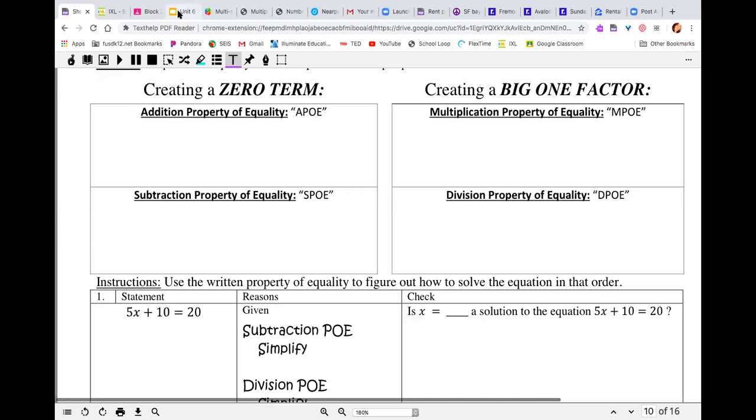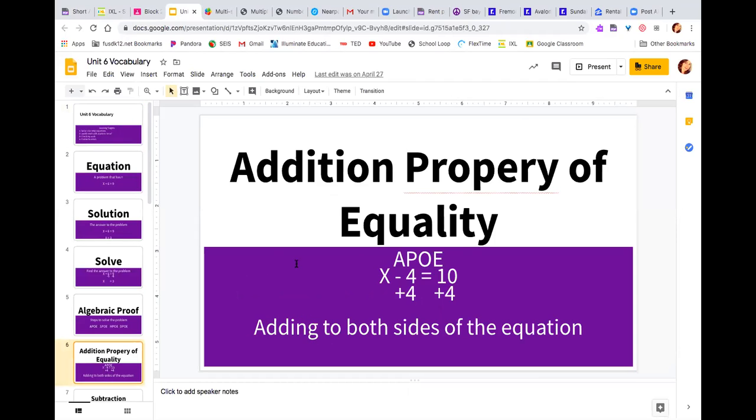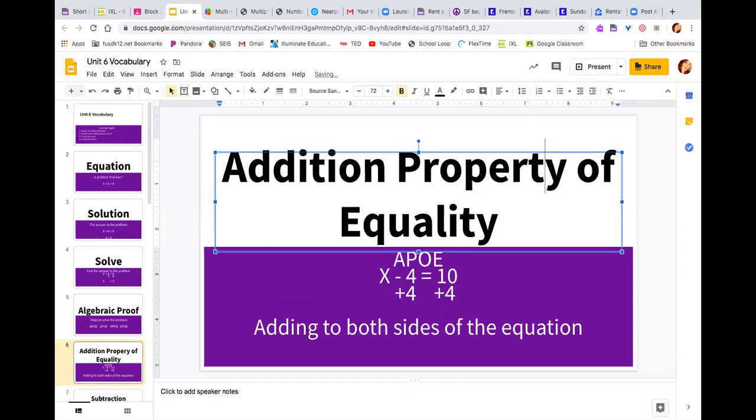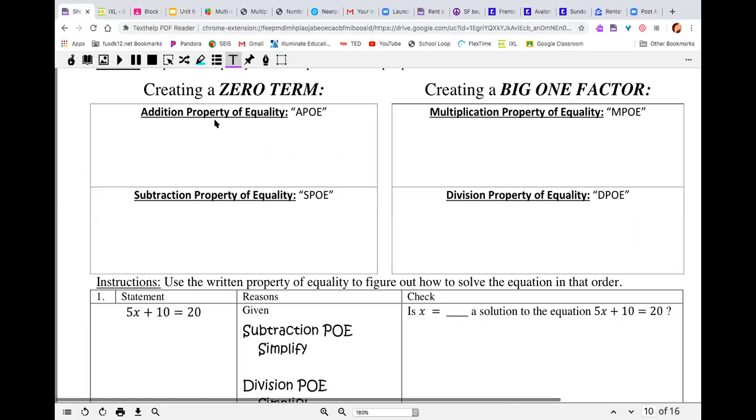Anyways, vocabulary here. An addition property of equality. What does that mean? Adding to both sides of the equation. Yes, adding to both sides of the equation. So you want to write that over here. I know we wrote it before, but let me make sure we're understanding that. So adding to both sides of the equation.